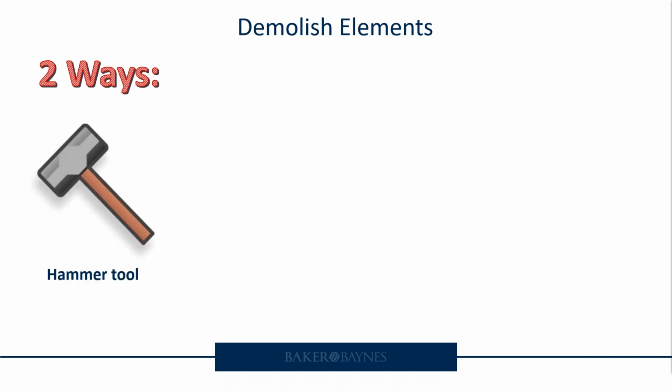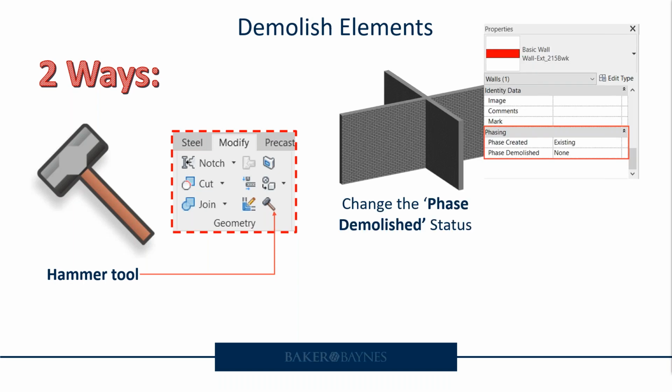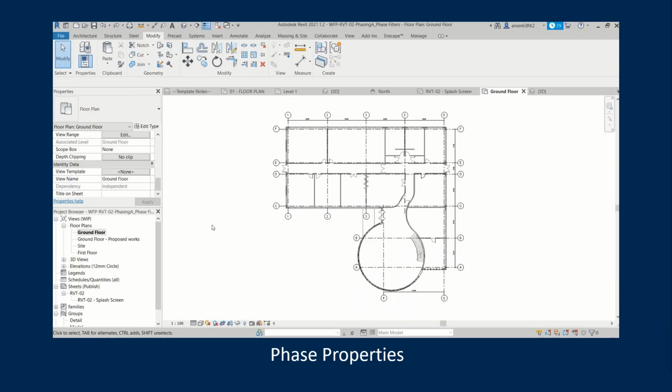There's two ways. The first option is a hammer tool that you find in your modify tab in your ribbon, going to the geometry panel. And then the second option is a more manual way. It's simply by changing the phase demolished status of an element in the properties palette. So this is just a quick demo of the properties of phases.